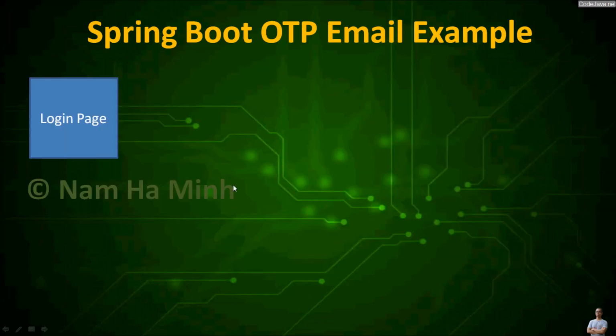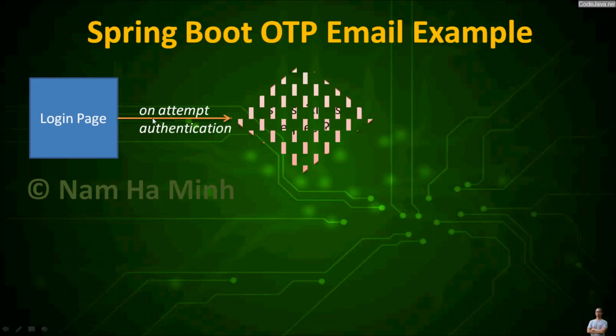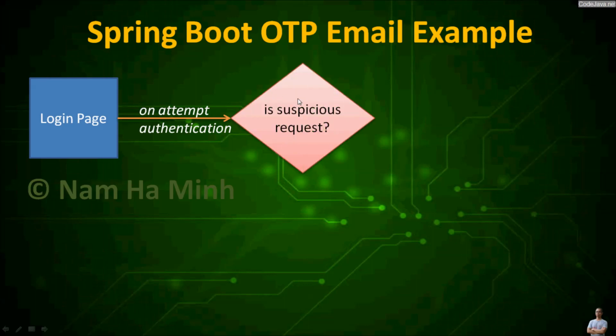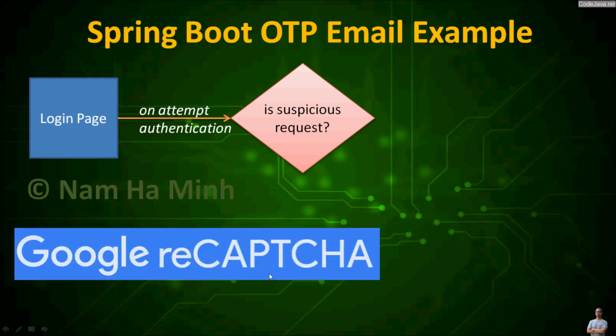Let me explain the OTP process by this diagram. First, when a user attempts to log in by entering email and password in the login page, before the authentication process on attempt authentication, the application will detect if the request is suspicious or not. And to detect whether a request is suspicious or spam, you can use the Google reCAPTCHA API.